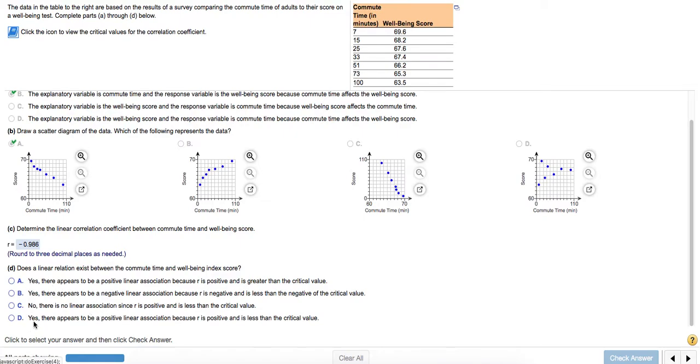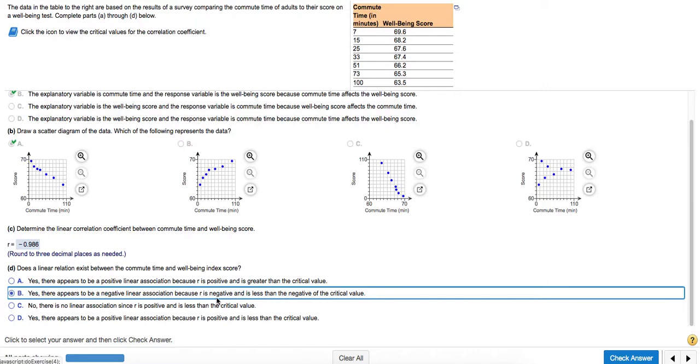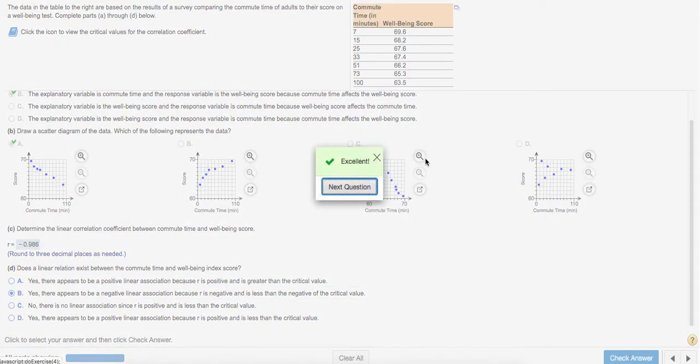So yes, the answer's got to be yes, that those appear to be a linear association. Of course, it's going to be a negative one, not a positive one. And it goes on to say for choice B, because r is negative and less than the negative of the critical value. That is for sure true, so I'll check my answer. And that is it.